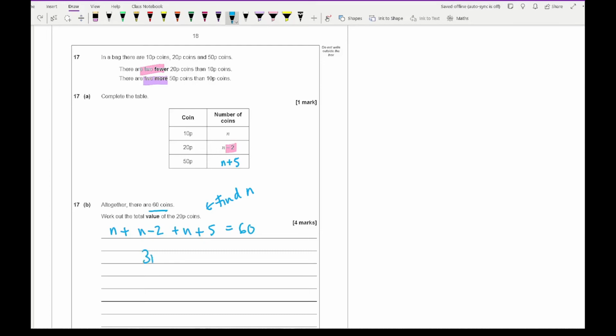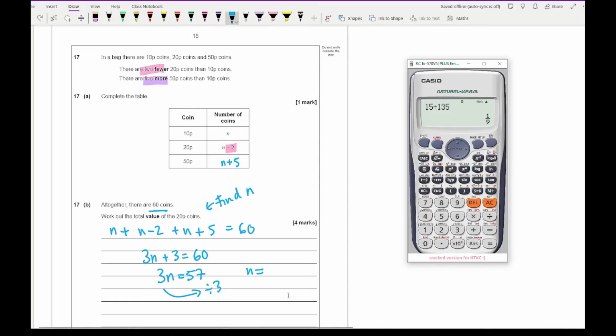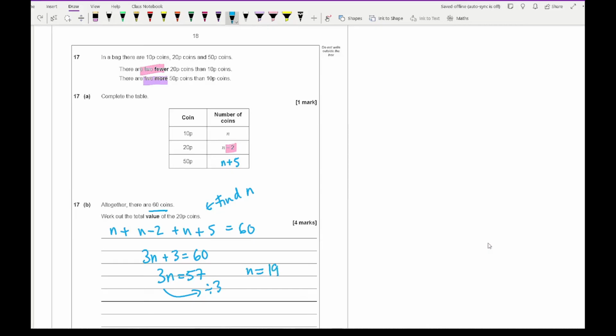Simplifying all of this, we get 3n plus 3 equals 60. And then we've got 3n equals 57. And then if I just divide 57 by 3, that should give me what n is. So again, I'm going to reach for my calculator and do 57 divided by 3, which equals 19. So n equals 19. Now to work out the 20 pence, I've got to work out how many 20 pence coins there are. So 19 take away 2 is 17. So that means there are 17 20p coins.